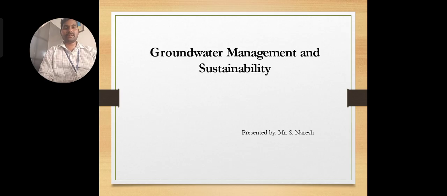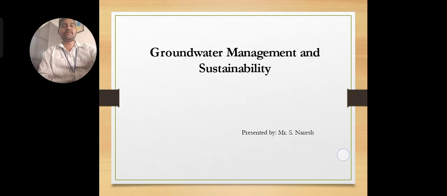Coming to sustainability, everyone knows that sustainability is nothing but fulfilling all your present needs without compromising, and then transferring the same resources, especially the natural resources, to future generations. It will create sustainable development. So here, groundwater is one of the natural resources. We need to utilize the groundwater properly without compromising, and we need to manage it properly, then only are we providing sustainable development. That is the concept here.